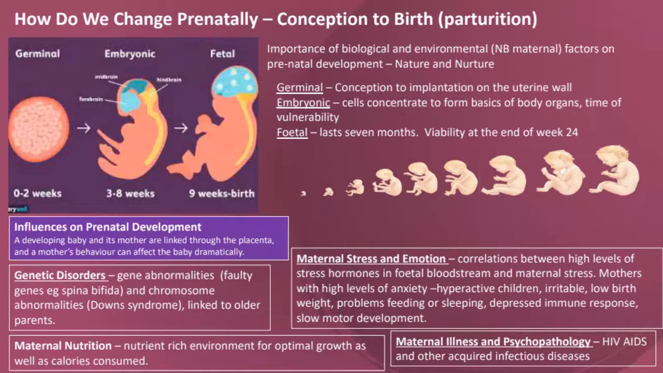If a mother is stressed, there have been shown to be correlations between high levels of stress hormones in the mother, into the fetal bloodstream. And if the mother is anxious and has high levels of those stress hormones or anxiety, the impact of that on children can be hyperactive children, irritable children, children with low birth weights and weight problems, problems feeding or sleeping. They could have a depressed immune system, even have slow motor development. So maternal stress is something that really has to be managed because it has been shown to have a direct impact on a developing child.